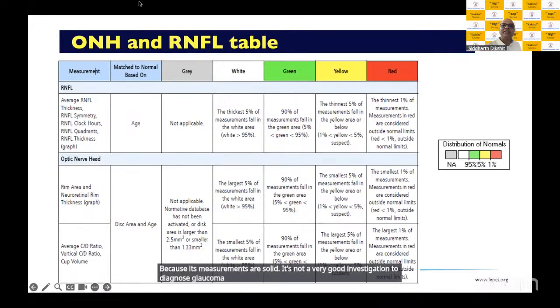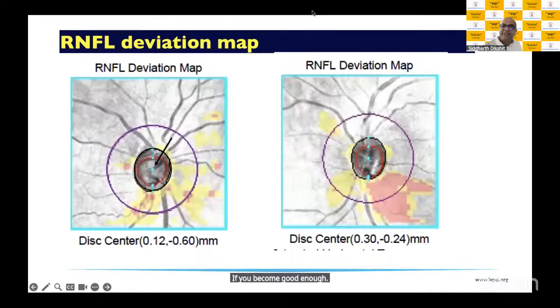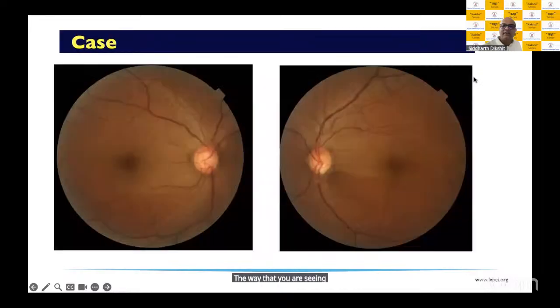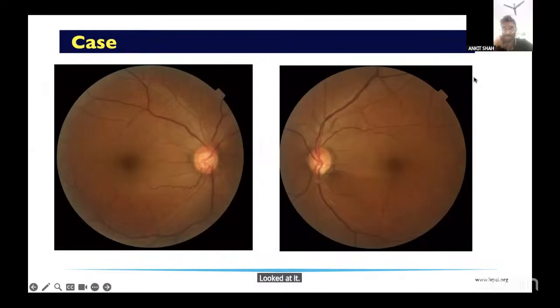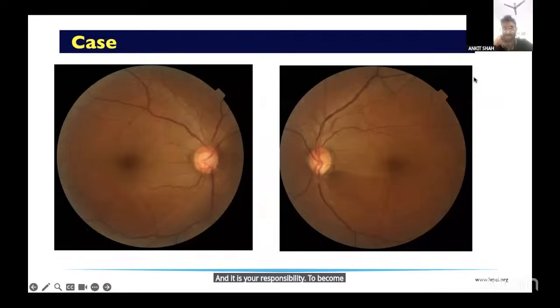All those who are present here, let me go to Zoom and see, 41 people are attending. You will always remember that OCT is not a very good instrument to diagnose glaucoma, so don't be misled by it. If you become good enough, if you can see the disc the way that you are seeing a disc here, the way Ankit madam and Simran sir looked at it, you are better than OCT. And it is your responsibility to become better than OCT.